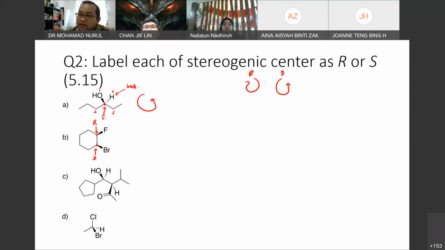Okay, next for the C. We have two stereogenic centers. This one and this one. This one is not a stereogenic center. Why? Anybody can answer? Why is this one not a stereogenic center?